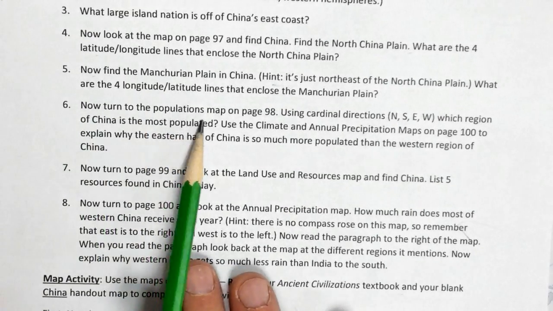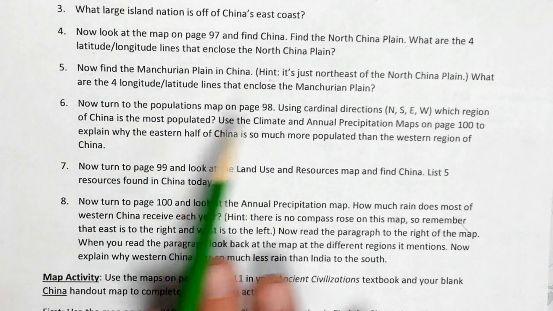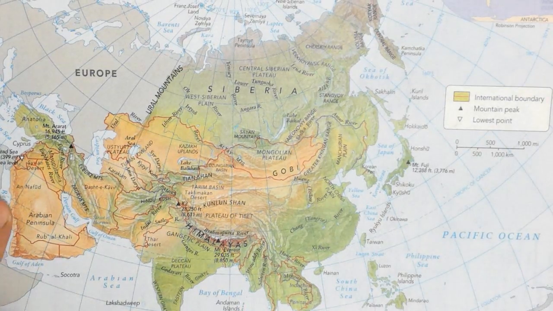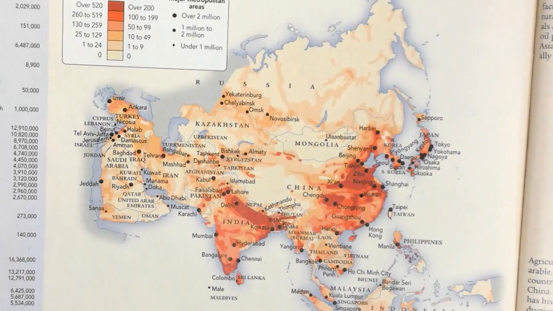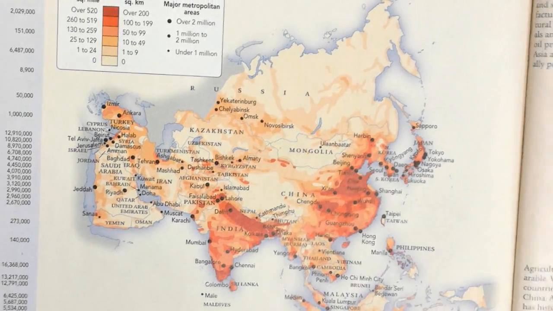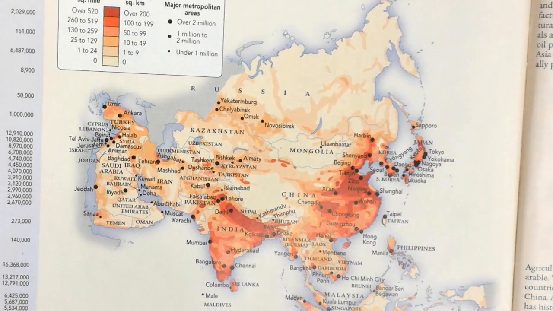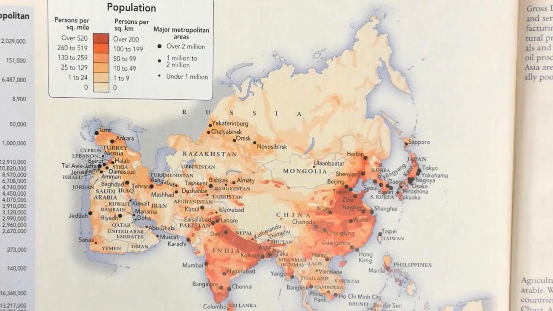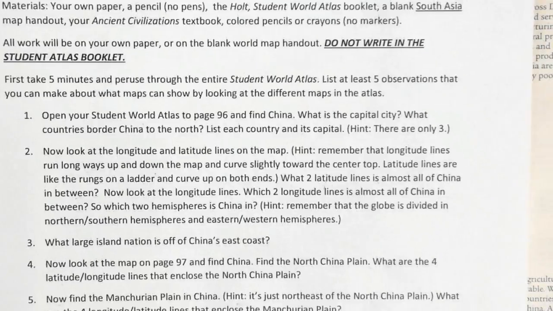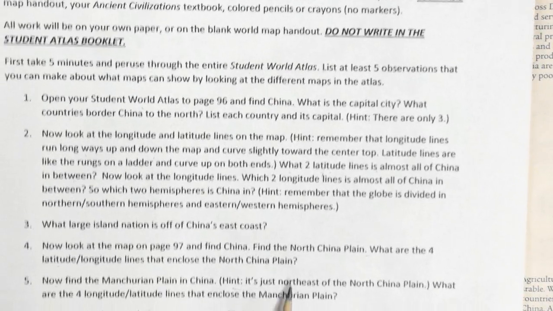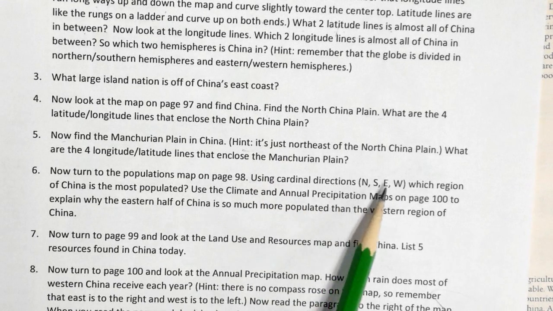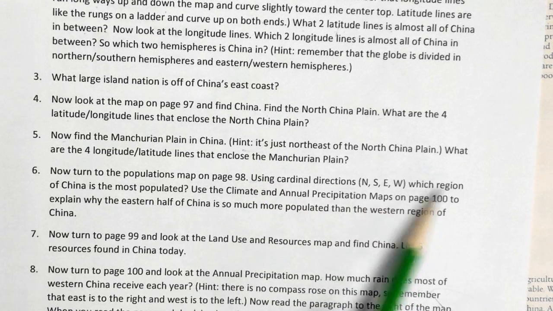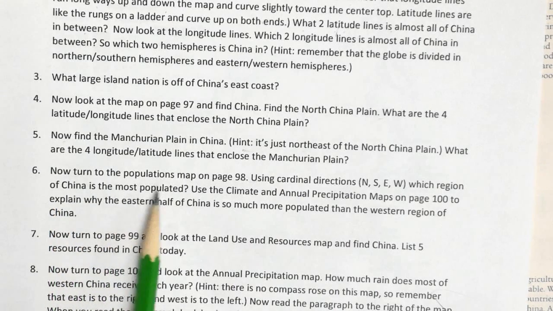Now turn to the populations map on page 98. Okay, stop right there and do that. So I'm going to 98. There's my populations map. Okay, all right, so now I'm there. Using cardinal directions, north, south, east, and west, which region of China is the most populated?